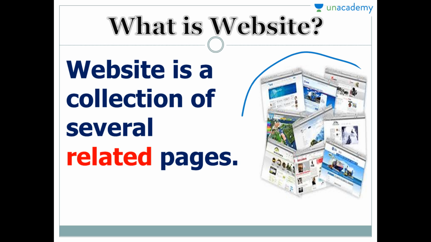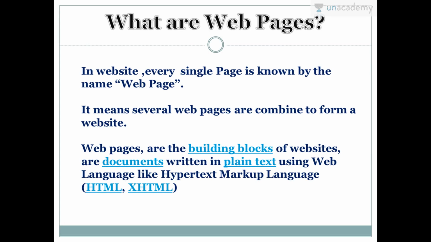As you can see in the diagram, several pages are combined to make a single website. And all these pages are related to each other. Next, what are web pages? In a website, every single page is known by a name, that is, a web page.